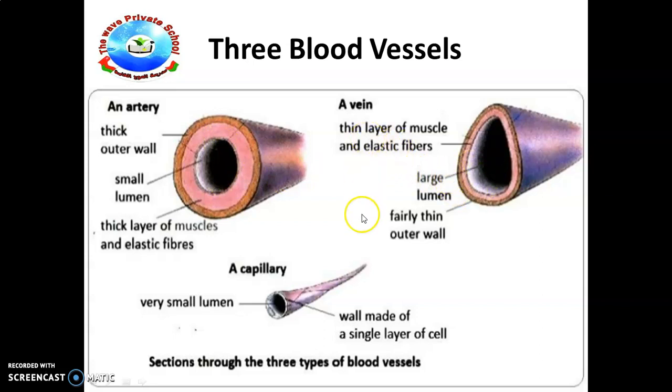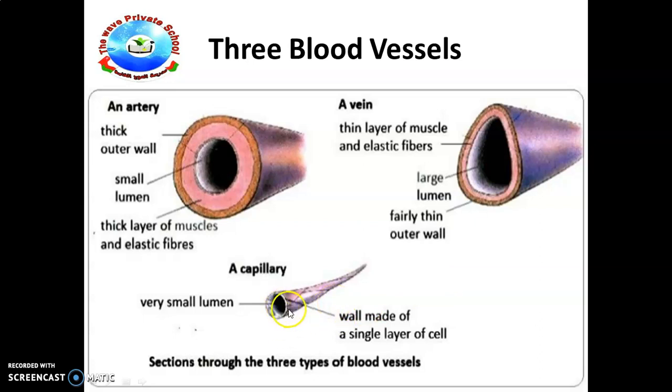Okay, so when we look at the structure of the capillaries, you can see a very small lumen and a wall made of a single layer of cells. Why is this very small? Because the artery is already bringing the blood and sending it into the arteriole, a smaller vessel than the artery. That small vessel, the arteriole, sends it into the capillaries, and these capillaries do not need much space because they are the vessels which send the blood to each cell in our body. It is a network, so this does not need more space here.